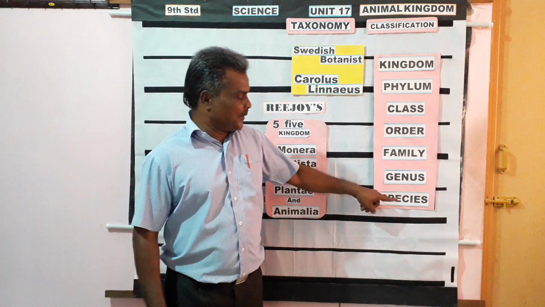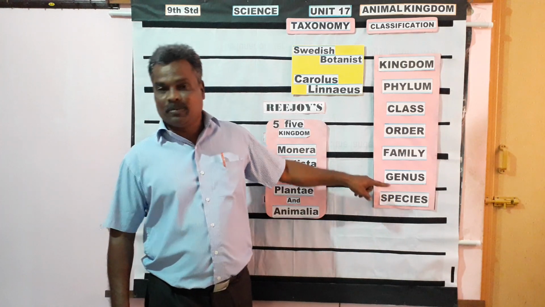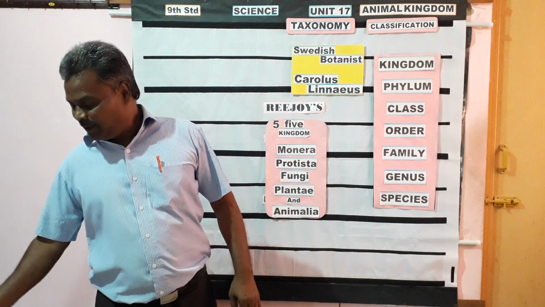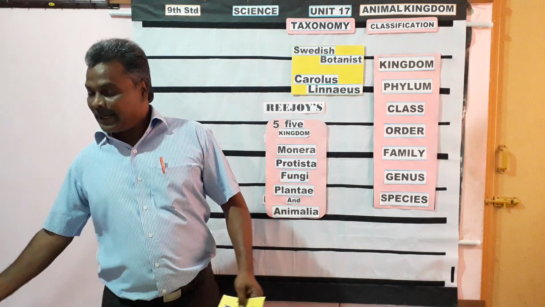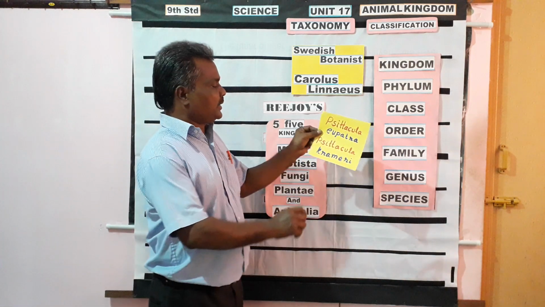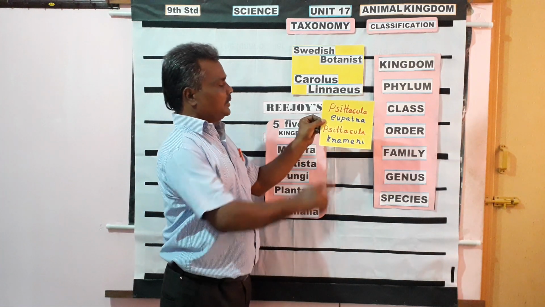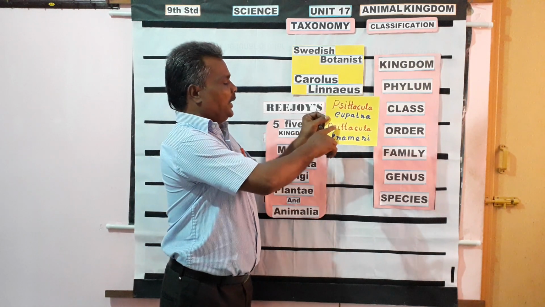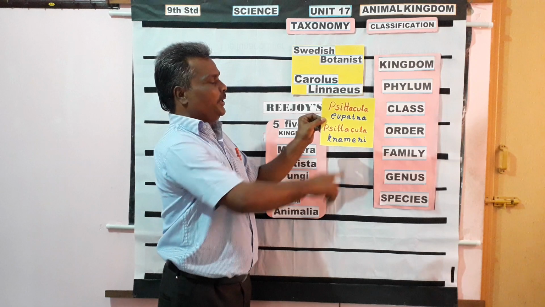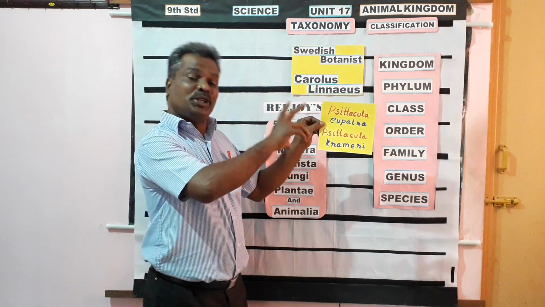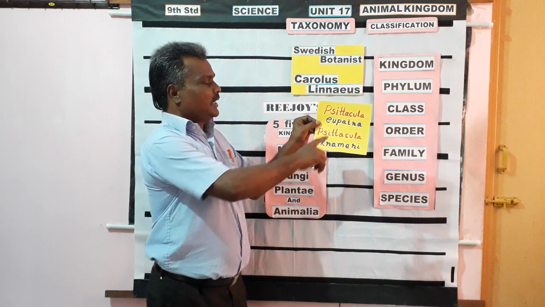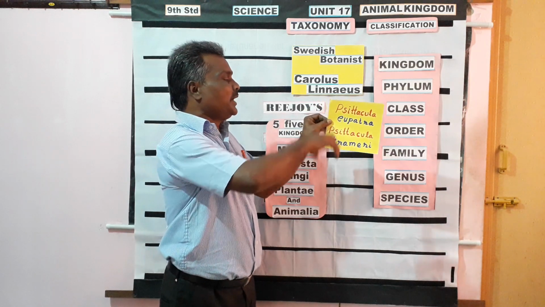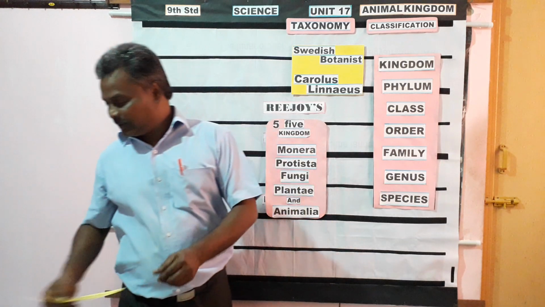First, species. Species is the lowest taxonomic category. For example, Indian parrot and green parrot. Indian parrot, Psittacula eupatra. Green parrot, Psittacula grammari. Both belong to different species, eupatra and grammari. We cannot interbreed these two with each other.